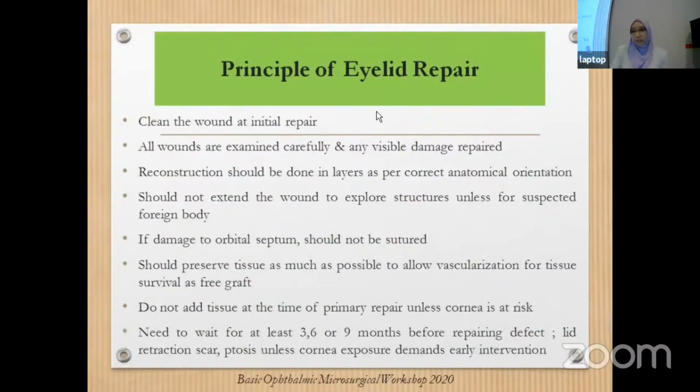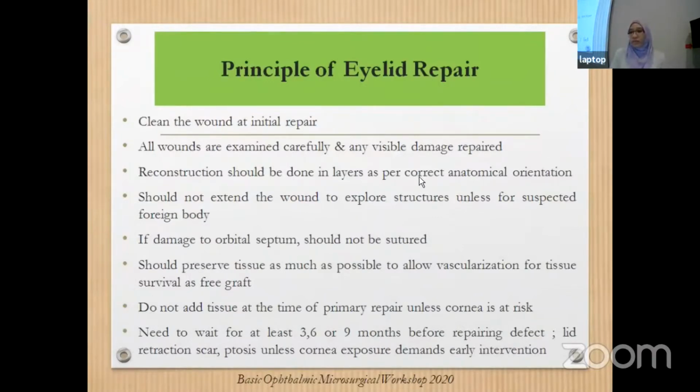Okay, as mentioned earlier, the principle of eyelid repair: we should clean the wound first at initial repair, after ruling out globe rupture. And then all the wound is examined carefully. Any visible damage is repaired. And the reconstruction must be done in layers. For example, if there's a deeper laceration, we don't just take a shortcut and do one layer. Okay, that can cause a depressed scar later on. So we need to close the wound in layers.